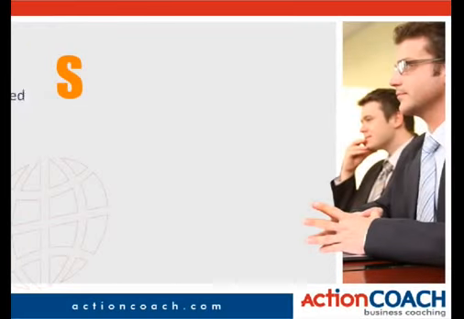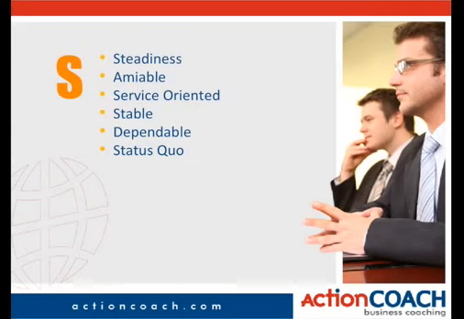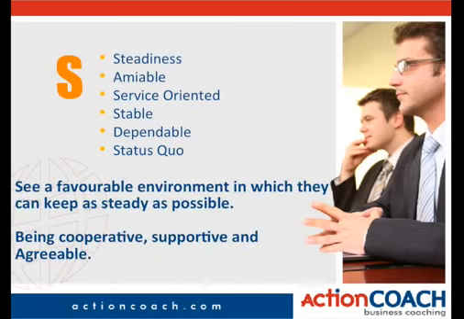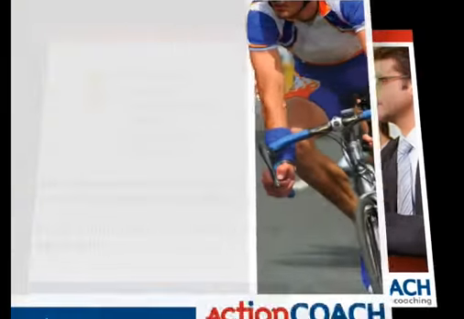Now, S's. S's are stable is what the S is for. They like things that are steady, they're service-oriented. Remember, an S is people-focused and reserved, dependable, status quo. They don't like change. They favour an environment in which they can keep as steady as possible, being cooperative, supportive and agreeable. S's tend to be the gel of the organisation. They're very good at balancing out the Ds and keeping everybody happy. They tend to run around and sometimes you might think of them as the old mother hens.